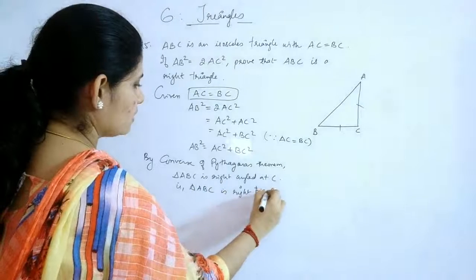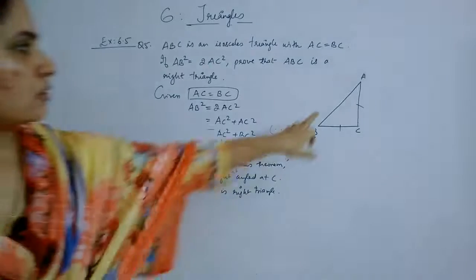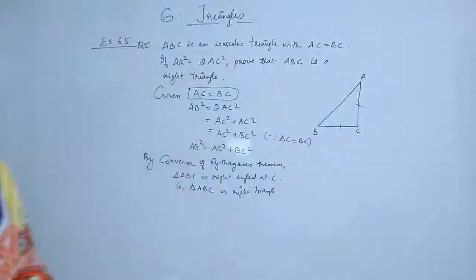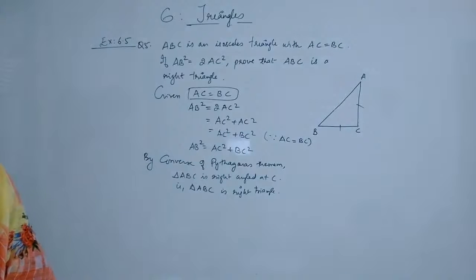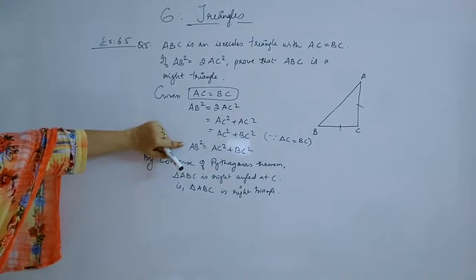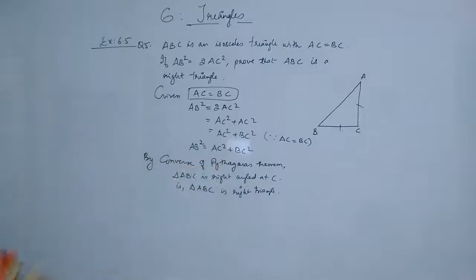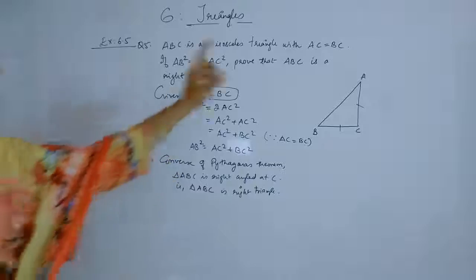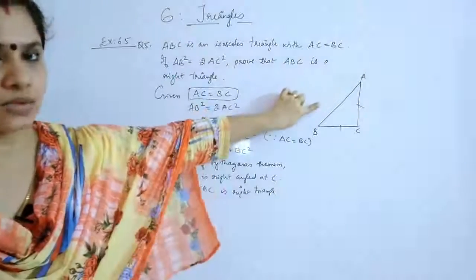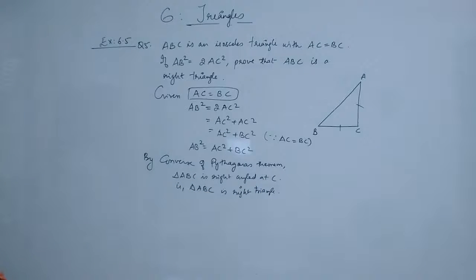Why? Because it is the side opposite the biggest angle. Okay, and the converse of the Pythagoras theorem says that in a triangle, if the square of one side is equal to the sum of the squares of the other two sides, then the angle opposite to the first side will be a right angle. Therefore, the triangle is a right triangle. Okay.